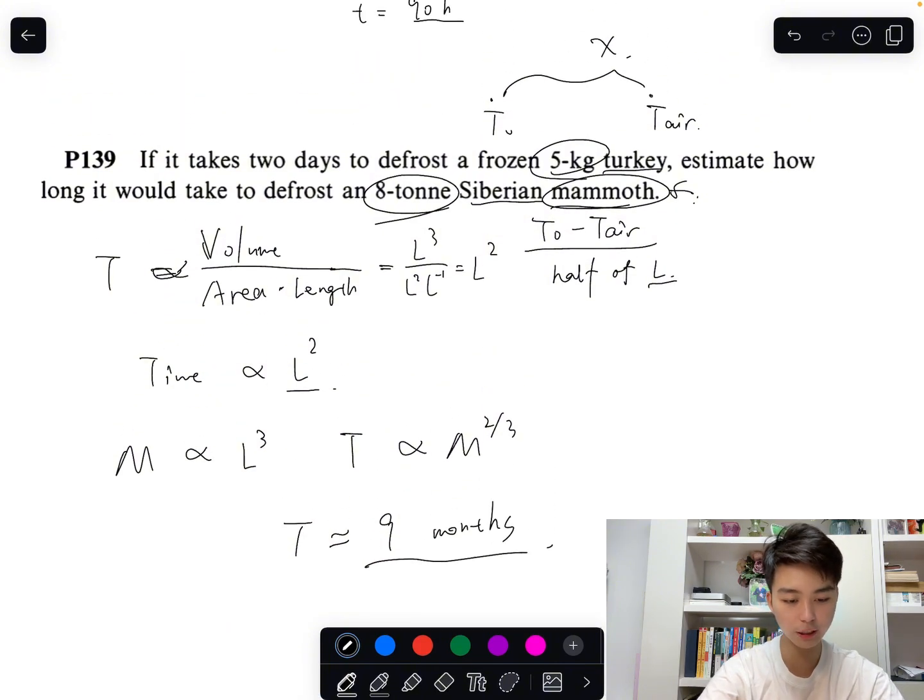What is interesting is that in Siberia there are no 9 months of summer, so the mammoth cannot be defrosted anytime.